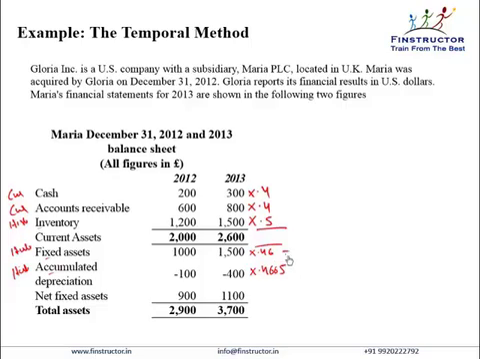Again, we can compute these and take the difference to calculate our net fixed assets. So let's calculate. The cash comes out to be $120. Accounts receivable comes out to be $320. Inventory comes out to be $750. If we sum these three up, we will get the current assets, that is $1,190.